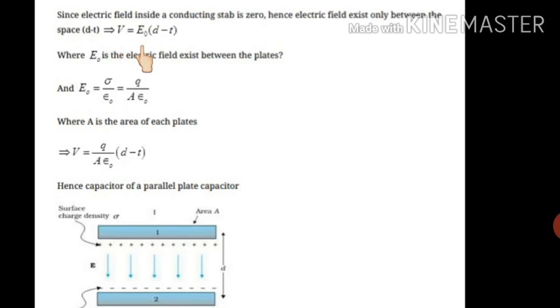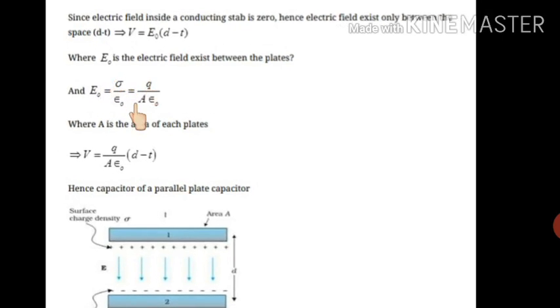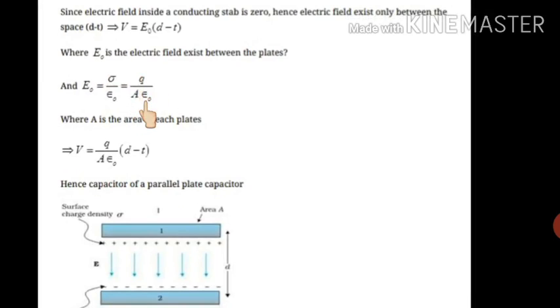So now we know what V is. V is equal to E0 into D minus T. Now we know one more thing, that between the two plates, how much is E0? It is sigma upon epsilon naught. What is sigma? Surface charge density. Now in place of sigma, what can we write? Q upon A. So that's Q upon A epsilon naught. Now in this equation, V is equal to E0 into D minus T, E0 could be replaced by this. So we have written Q upon A epsilon naught into D minus T.